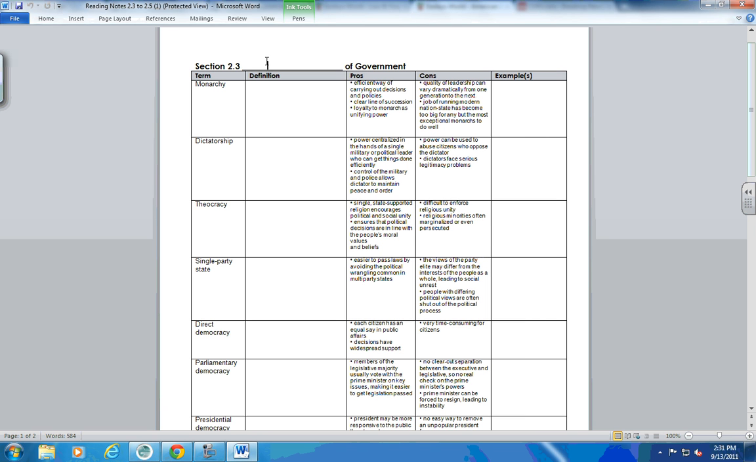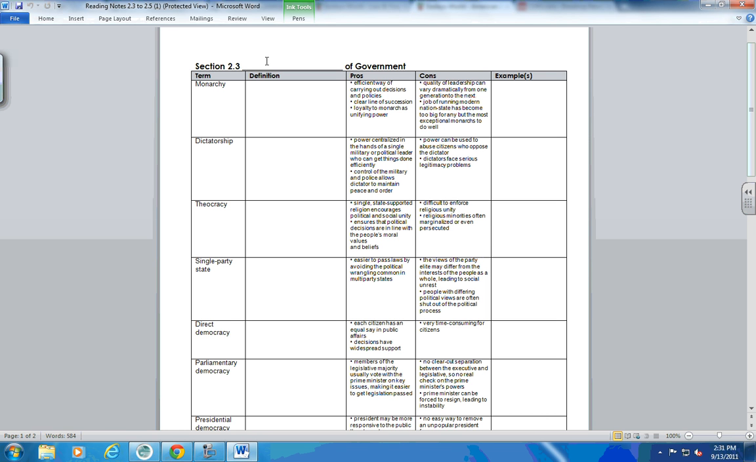So there's pros and cons for each one. It's a very efficient way. However, the quality of leadership can vary dramatically from one generation to the next, meaning the next person in line can be a complete idiot. But the flip side of that is, if you have an idiot on the throne, then guess what? Maybe the next guy will be a little bit better. Similar but different is a dictatorship.